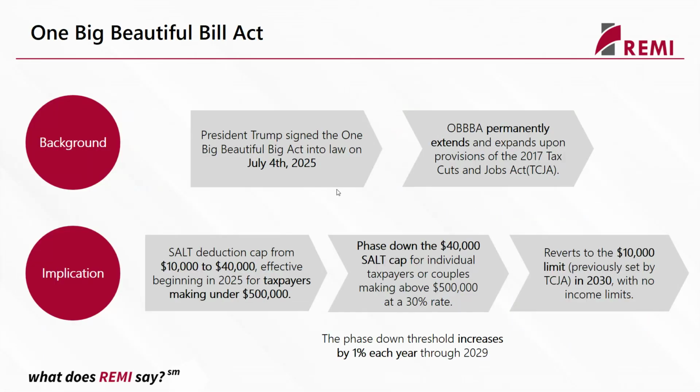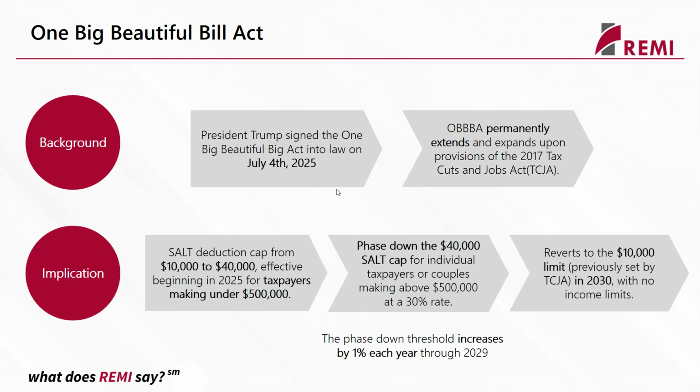Before diving into the analysis, I would like to set a background on the One Big Beautiful Bill Act. It was signed by President Trump on July 4, 2025, and it permanently extends and expands upon the provisions of the 2017 Tax Cuts and Jobs Act. And we will specifically be looking at its implications on the SALT deduction cap.